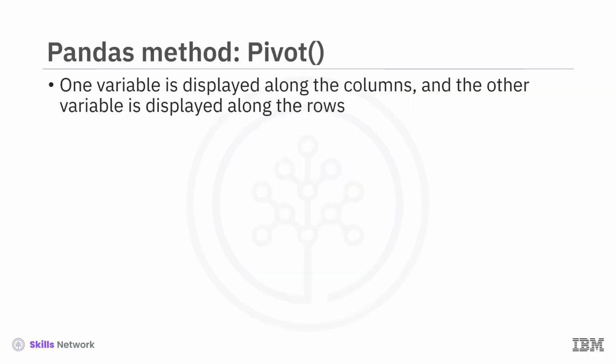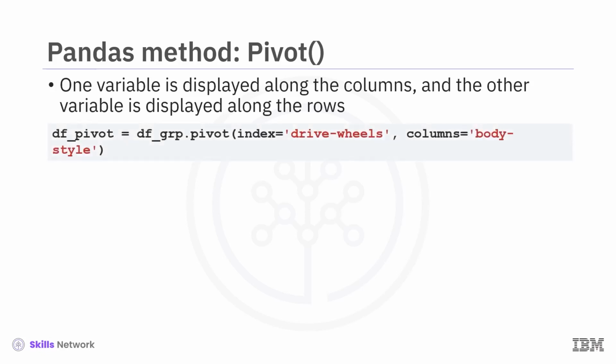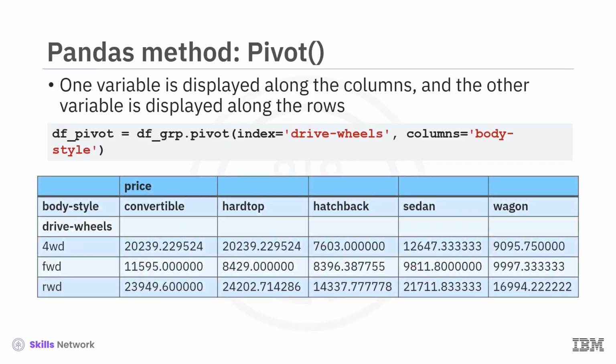In the previous table, both drive wheels and body style were listed in columns. A pivot table has one variable displayed along the columns and the other variable displayed along the rows. Just with one line of code, and by using the Pandas pivot method, we can pivot the body style variable so it is displayed along the columns, and the drive wheels will be displayed along the rows. The price data now becomes a rectangular grid, which is easier to visualize. This is similar to what is usually done in Excel spreadsheets.